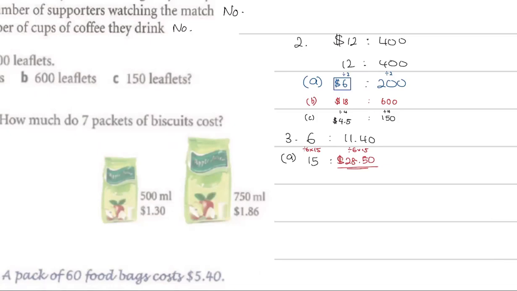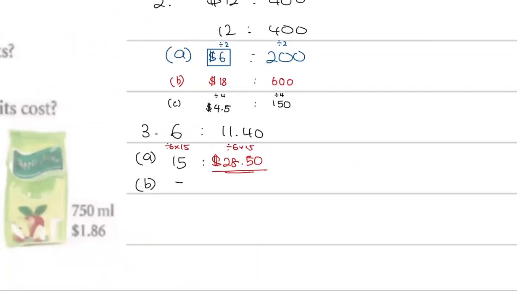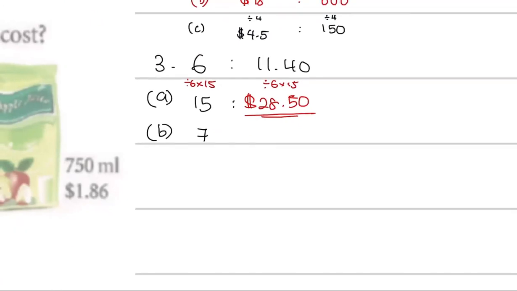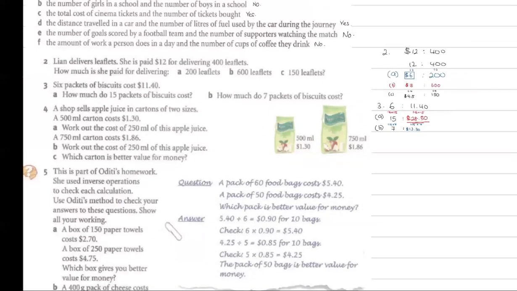Now go to question B. Question B wants 7 packets. So I can use whichever number I want. I can even use the 15 and just do that one, so divided by 15 times 7. How much would it be? $13.30. Very good.